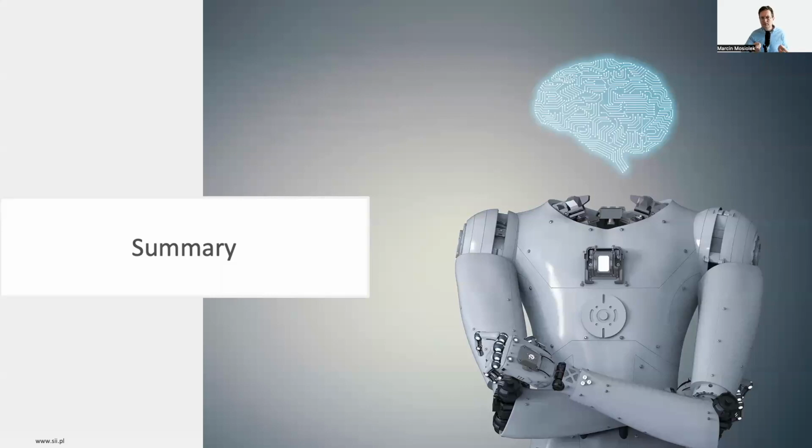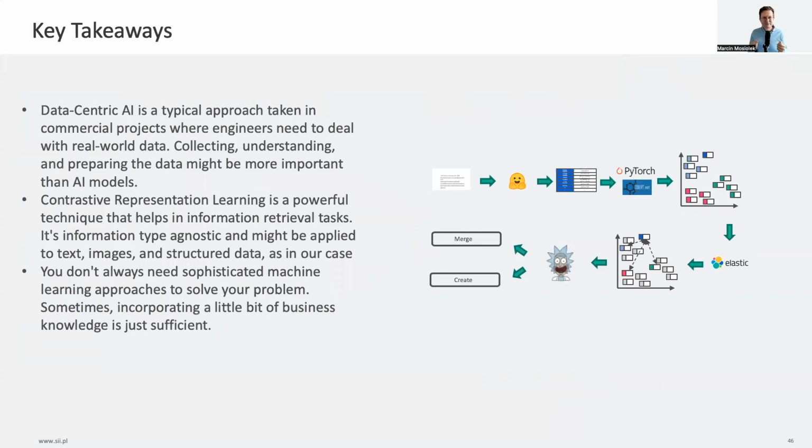Okay, so let's try to summarize everything. First of all, I hope that this talk was interesting to you and you managed to learn something useful, or at least you enjoyed this lecture. And if there is something I would like you to remember, there are 3 main points. First of all, data-centric AI is a widespread approach in many commercial machine learning projects that need to deal with real-world data. Such data is inconsistent, dirty, or even doesn't exist yet, and you need to spend a meaningful amount of time building proper data collection and data preparation pipelines.